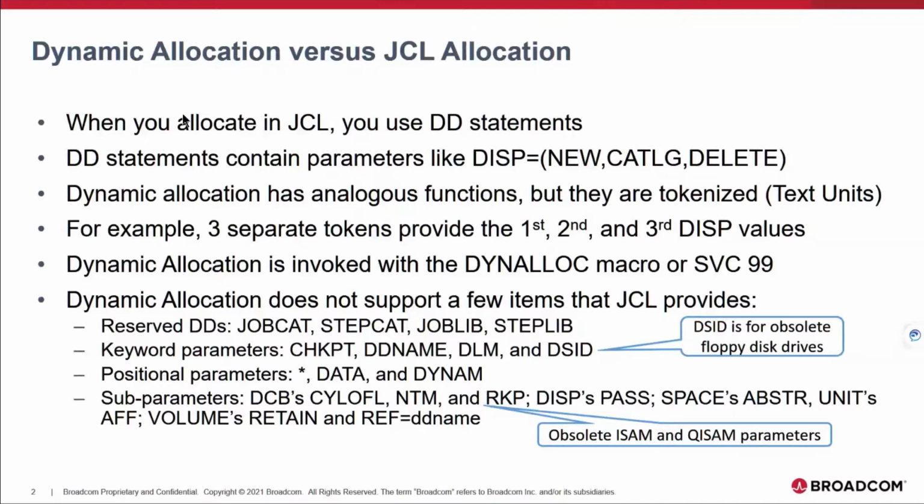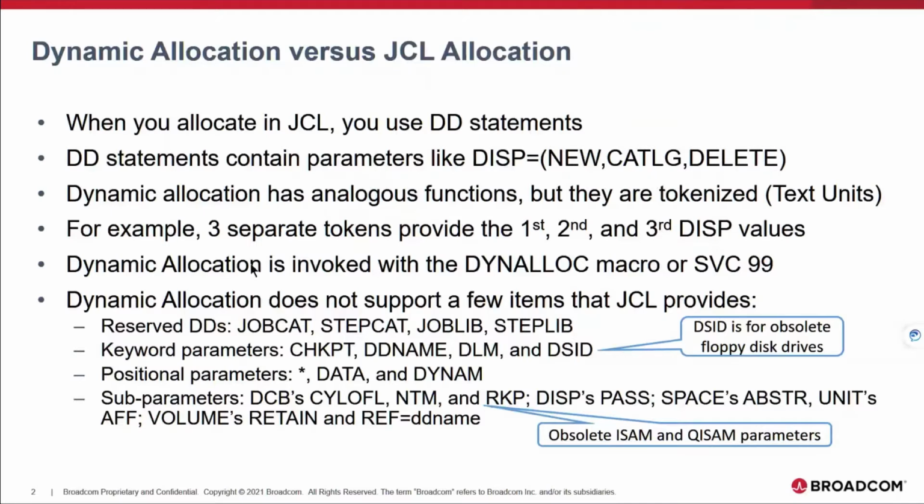So when you allocate in JCL, you use DD statements, and DD statements contain parameters like disposition, new, catalog, delete, just like this. Dynamic allocation is different. It's analogous, but these concepts like disposition, new, catalog, delete are tokenized, and it's very granular. So in this example, there are three separate tokens: one to do the first positional disposition, another to do the second, another to do the third.